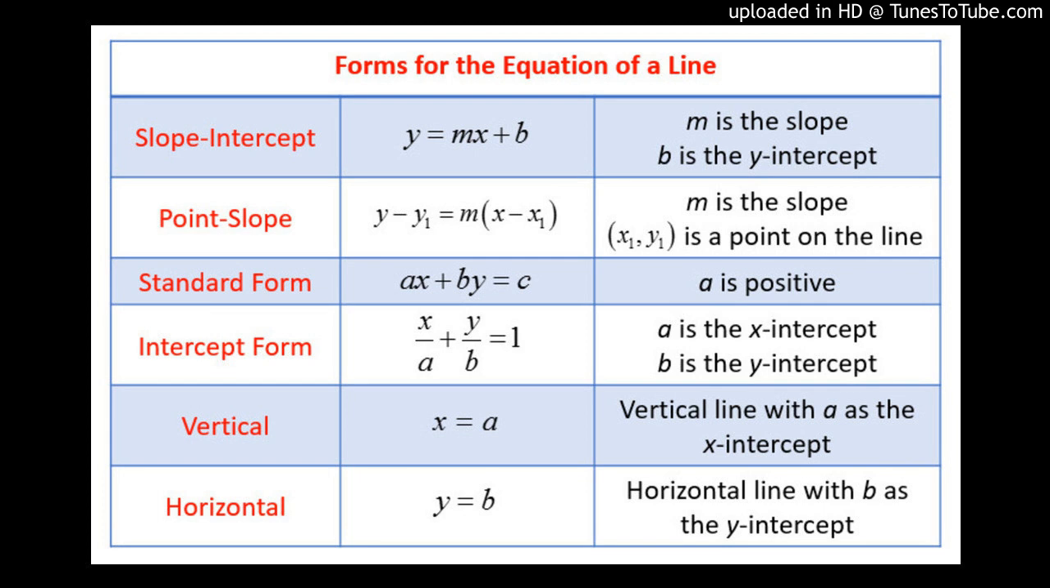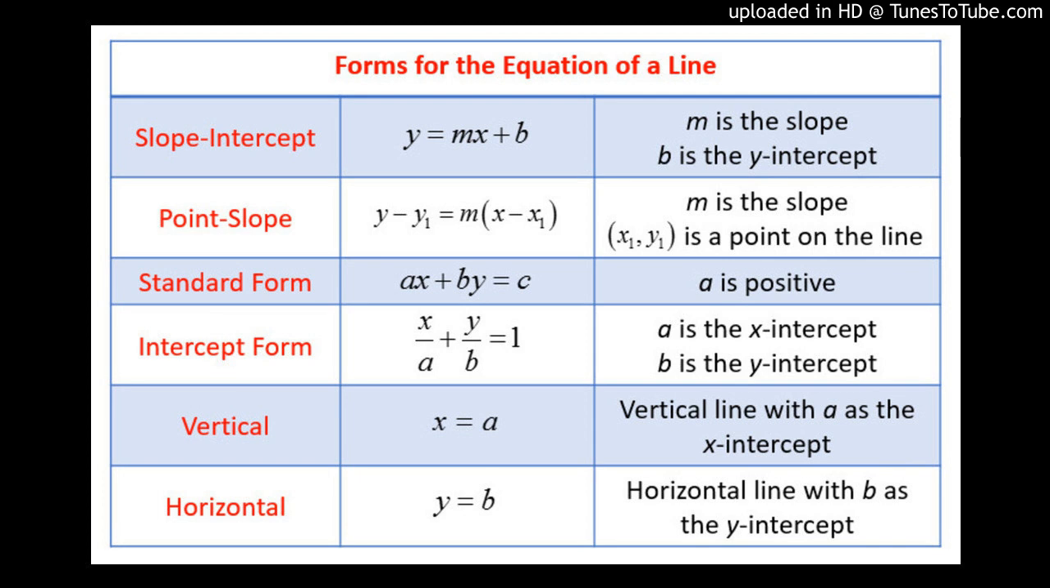Then you have the slope point form. That means when the line passes through the point, say (x1, y1), and the slope of the line is m, then what is its equation? It is y minus y1 equals m into (x minus x1). That is the slope point form.